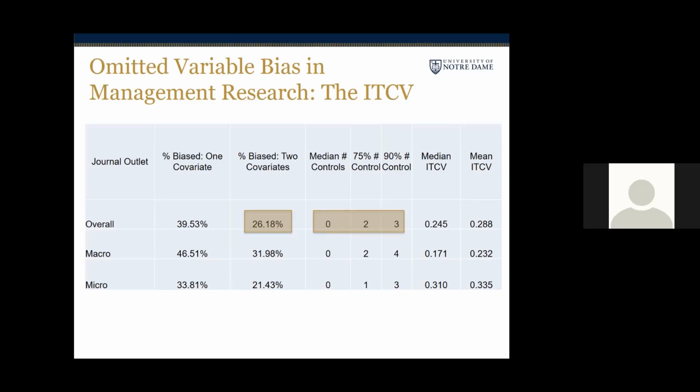In my opinion, that's still conservative because these correlation matrices are using 0-order correlations, not partial correlations. So all of these together push us in the direction that maybe it's not an issue. And that's evidenced by the fact that the median ITCV we calculated was about 0.25. So an omitted variable would have to be correlated with the IV and the DV at 0.25, on average-ish. And we can determine whether or not that seems like a realistic correlation by looking at meta-analyses, which is exactly what we did.